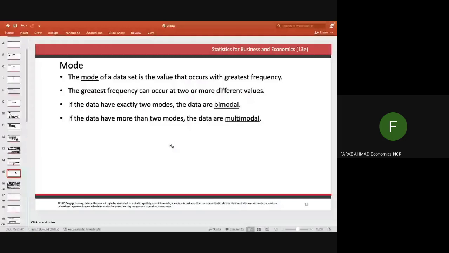The slide's not visible yet. Yeah, it's coming after a lag, so it will be there. Is it there now? Not yet. That means there is a huge lag. Yeah, it's there now.